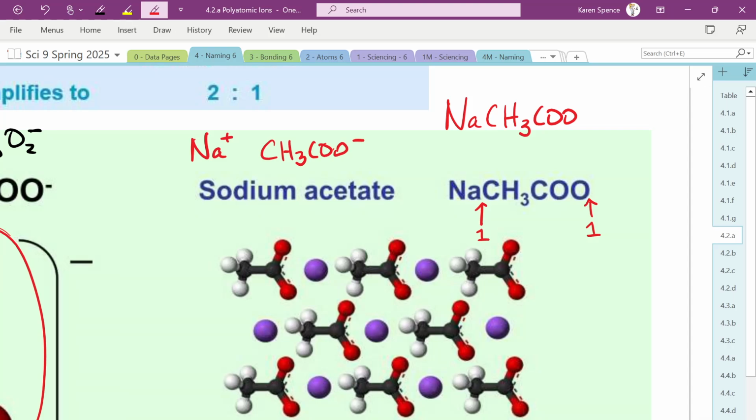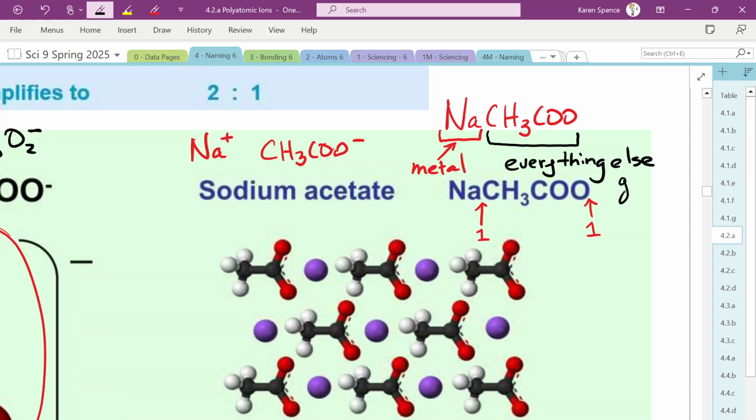The good news is you'll only ever have to name 2 ions. Okay? You're never going to have 1, 2, 3 things. You'll only ever have 2 things. If you find your metal, then everything else goes together.